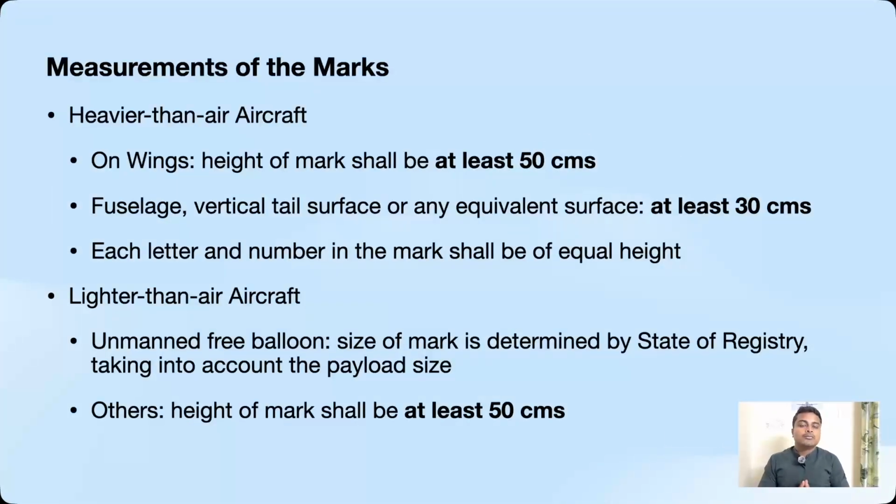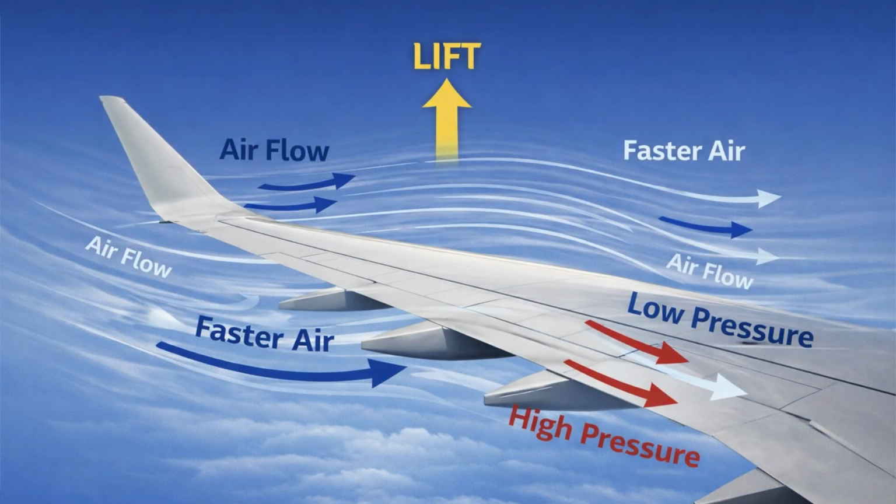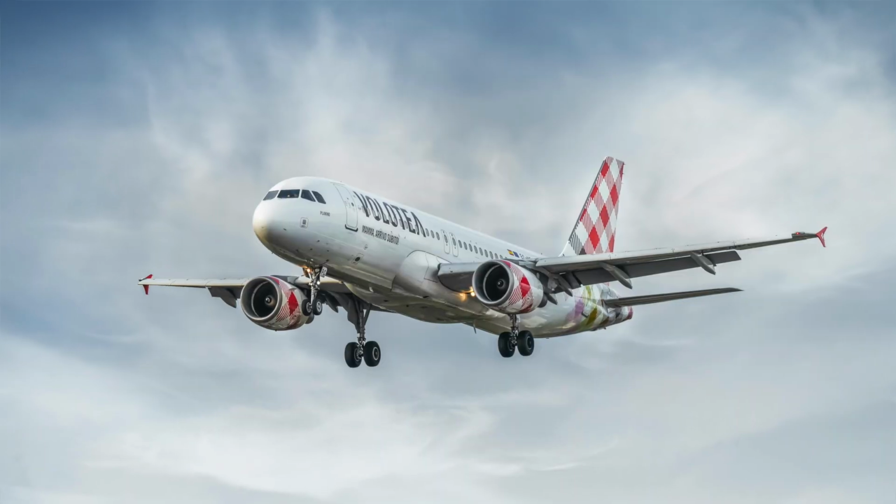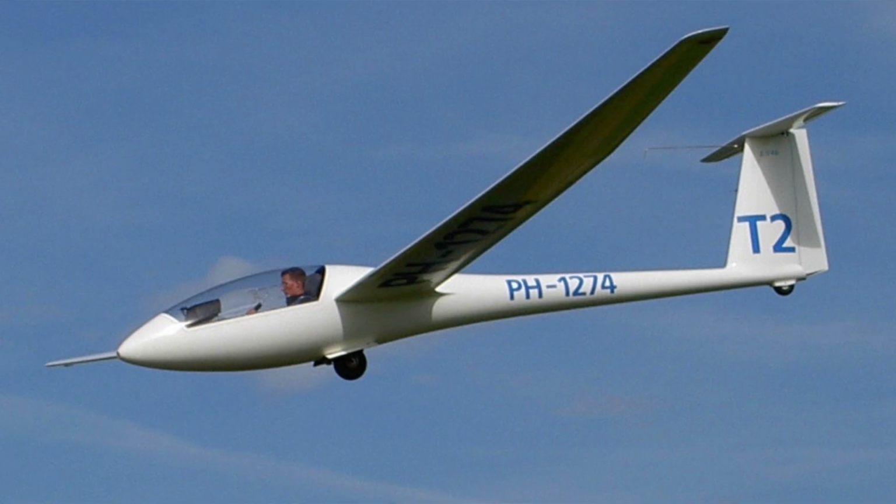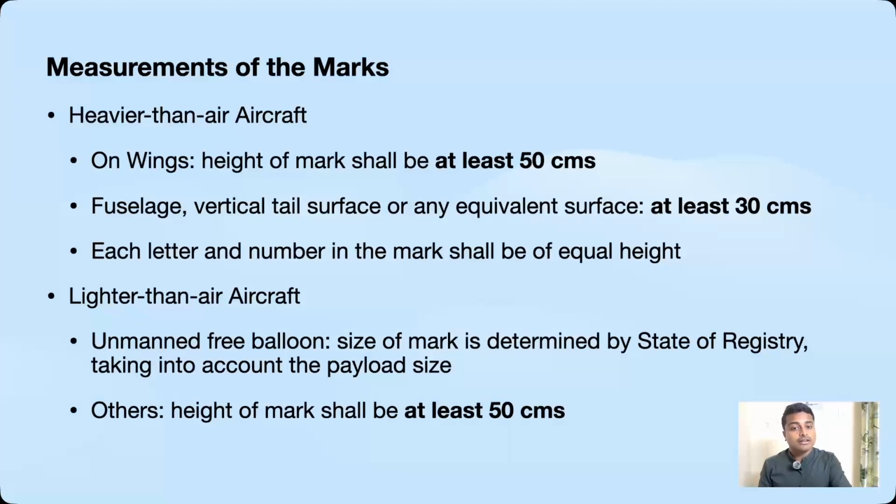Here are the rules for the measurements of these marks. We have different rules for the heavier than air aircrafts and the lighter than air aircrafts. The heavier than air aircraft, as the name says, these are heavier than the air around them. They cannot float on their own. They fly because the air moving over the wings creates lift. Examples include aeroplanes, helicopters, gliders, and jets. If the engine and the lift stop, they cannot stay in the air. So those are the heavier than air aircrafts.